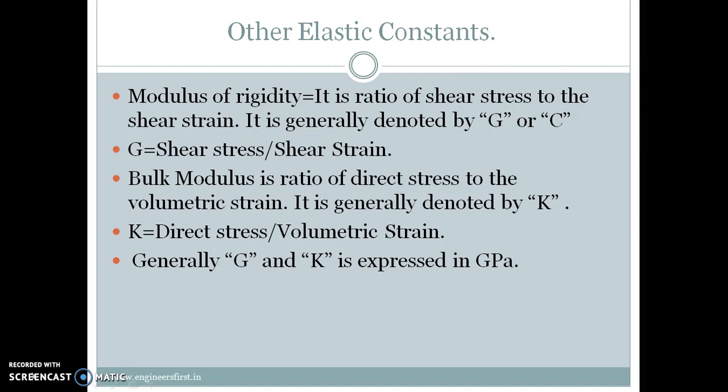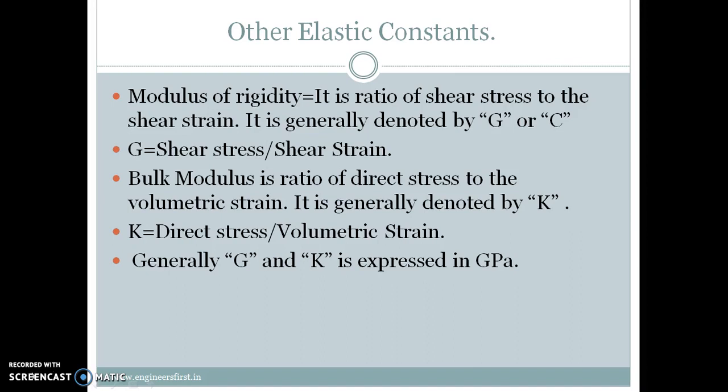It is very important in the study of torsion. T by J is equal to G theta by L is equal to tau by R. It is the torsion equation, in which G is what? Modulus of rigidity. So if I want to find diameter, if I want to find out the power transmitted, if I want to find out the torsion, I must have a sound idea of this term, modulus of rigidity.